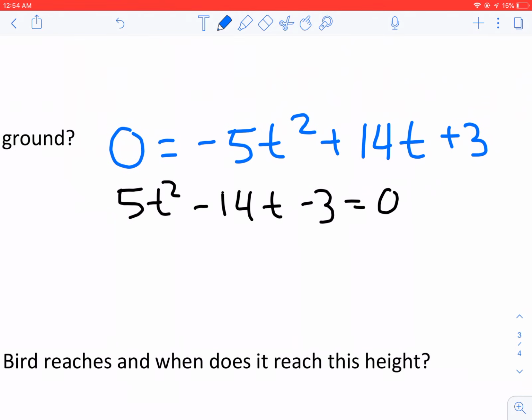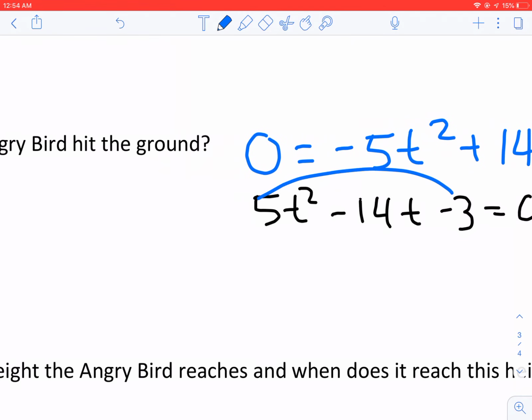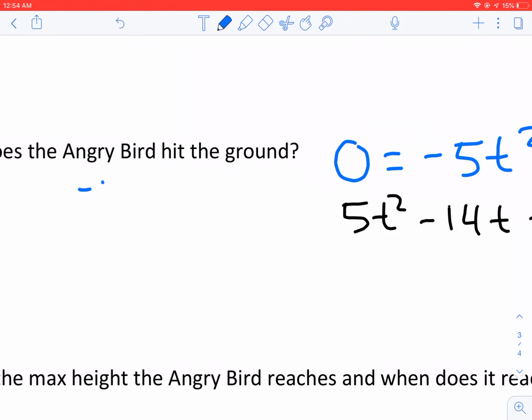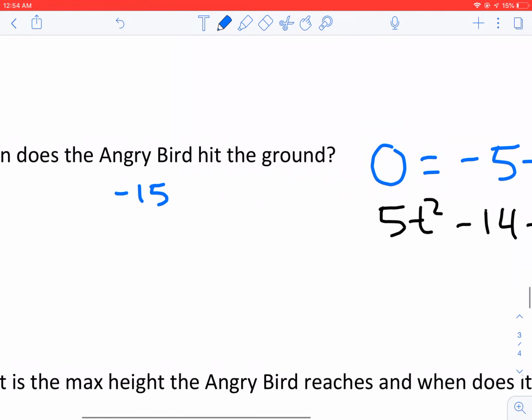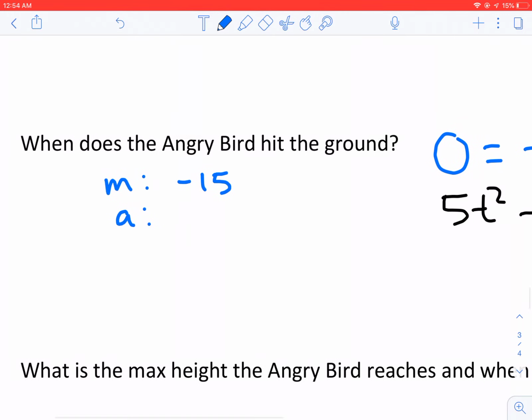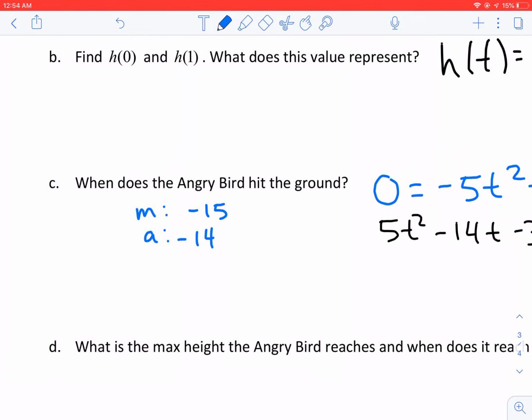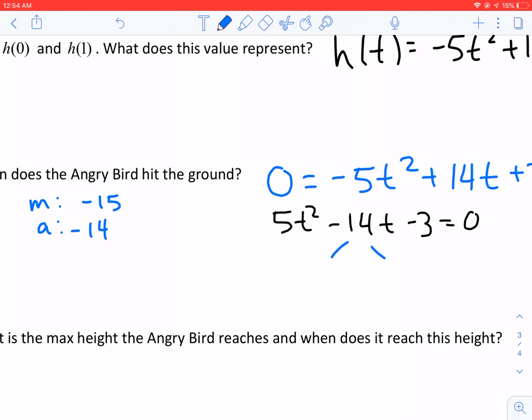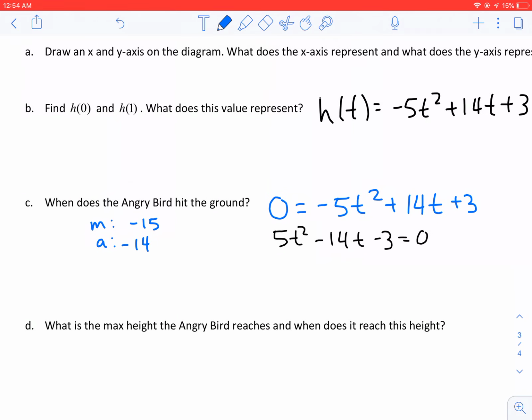So you'll want to use the AC method, right? You want to do A times C, which is 5 times -3, so -15. Think about what multiplies to -15 and what adds to -14. Right, you're going to split up the middle, finish factoring, and solve for t.